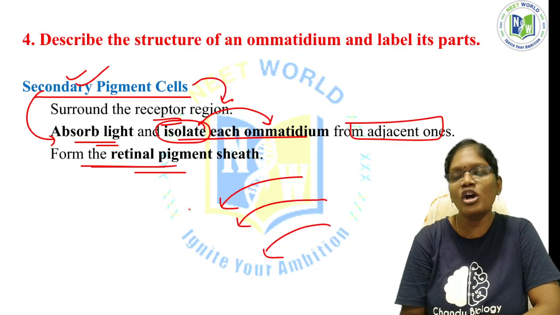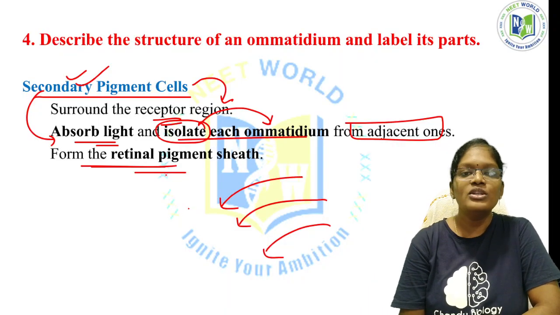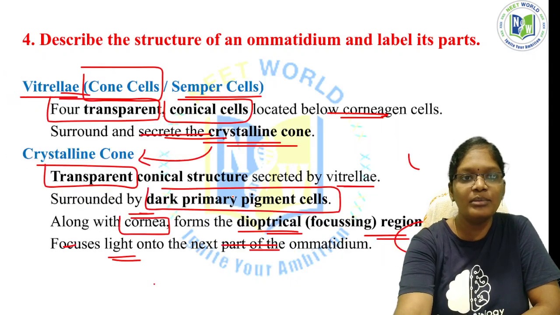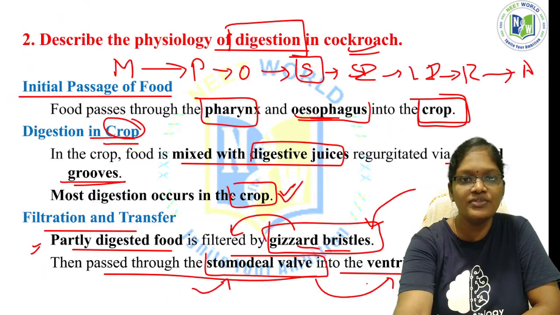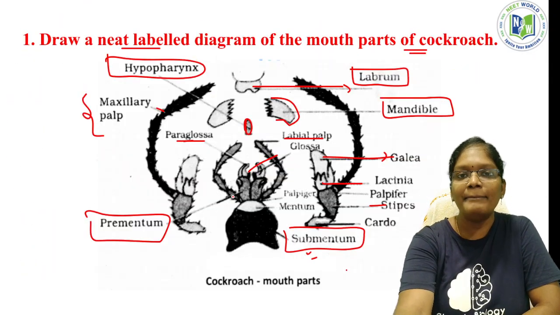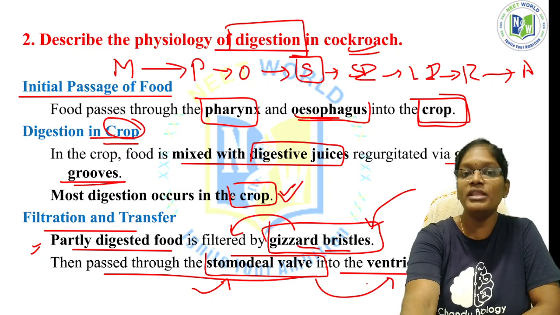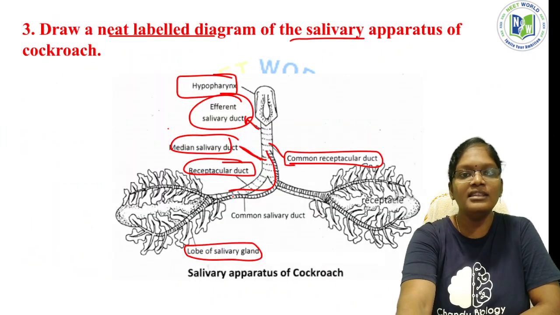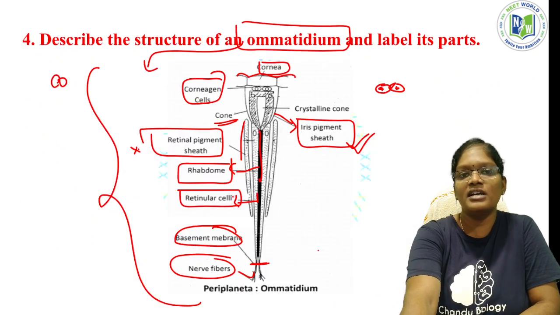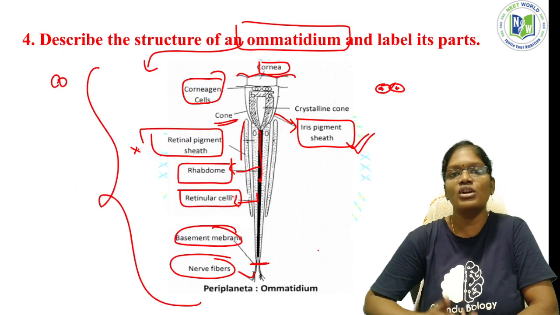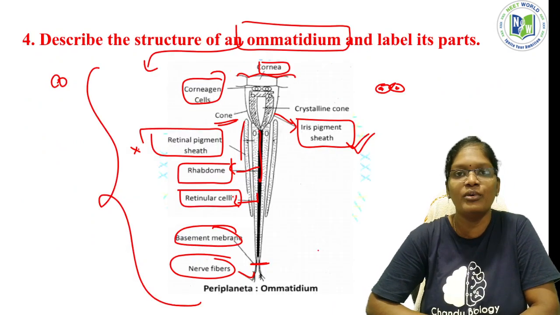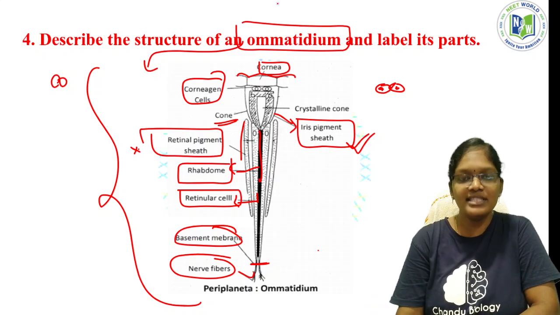That's all about the short answer questions with respect to the cockroach. In this lesson we have studied four short answer questions: first, the mouth parts of cockroach; second, the physiology of digestion; third, the salivary apparatus diagram; and fourth, the structure of ommatidium. This fourth question is very important. We'll meet you in the next class. Thank you so much.